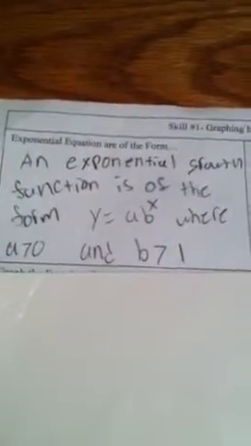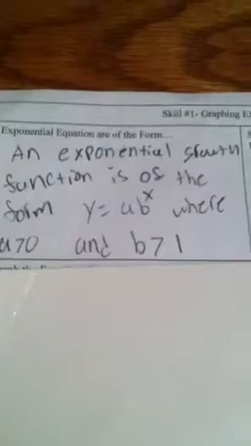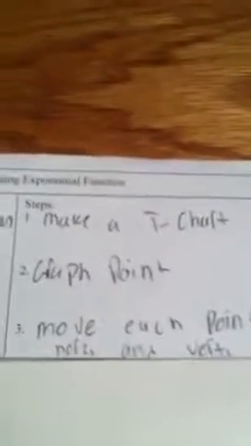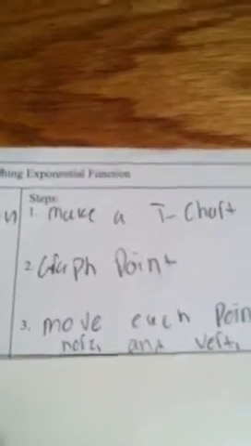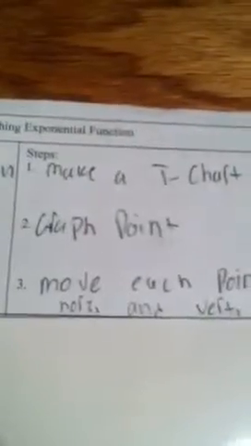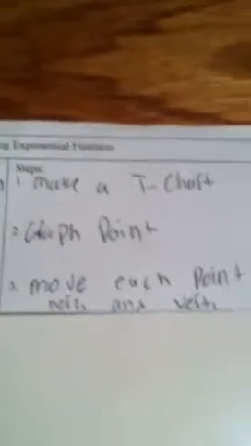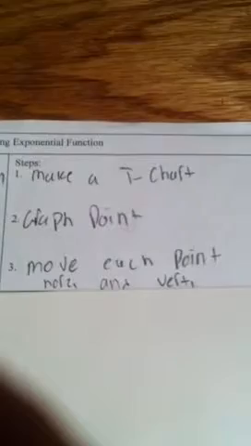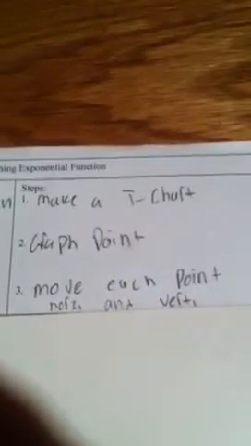An exponential growth function is of the form y equals a b to the x, where a is less than 0 and b is less than 1. Here are some steps to help you do your problems. Just make a simple t-chart. Then you can graph your points with that t-chart, and then move each point either horizontally or vertically on the graph.